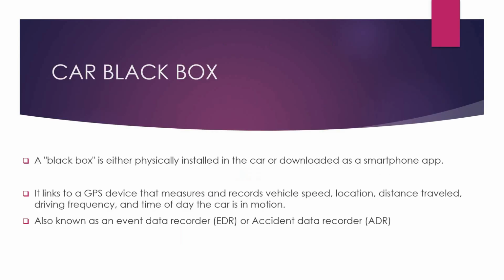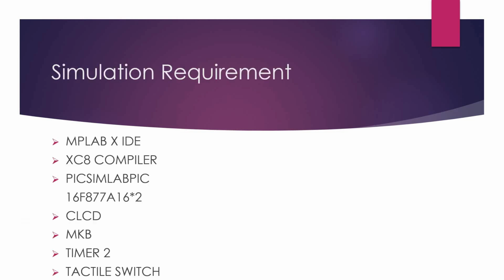I'm Girish. I'll give a brief introduction about the car black box project. It's physically installed in the car or downloaded as a smartphone app. It links to a GPS device that measures and records the vehicle speed, location, and distance traveled, and tracks the driver's frequency and time of day in the car motion, and is also known as an event data or accident data recorder.